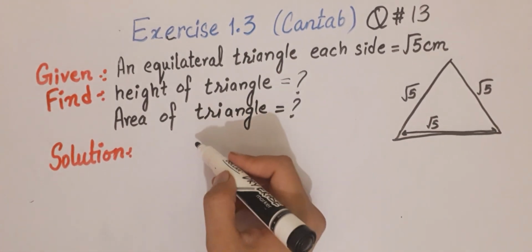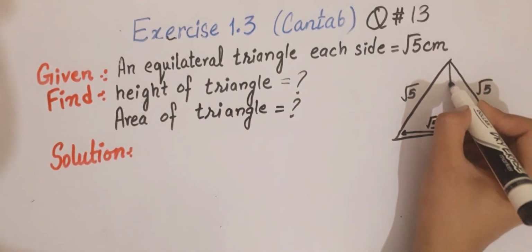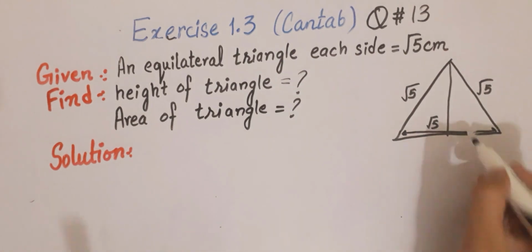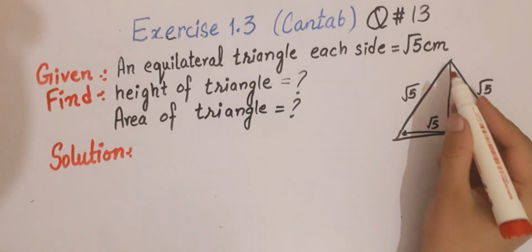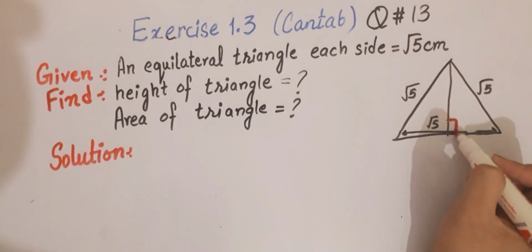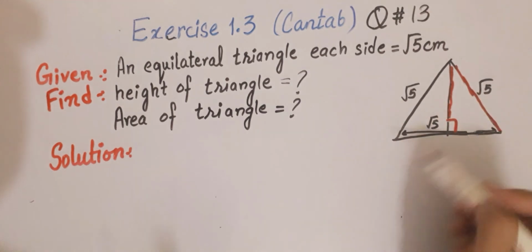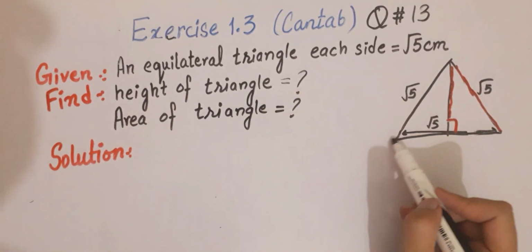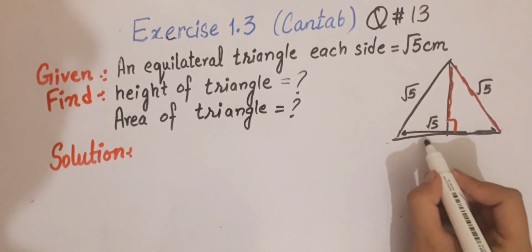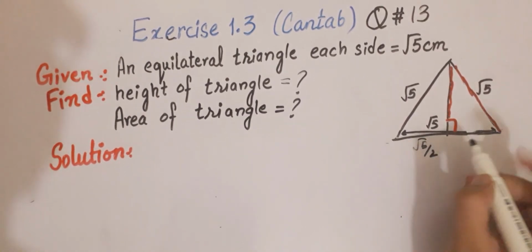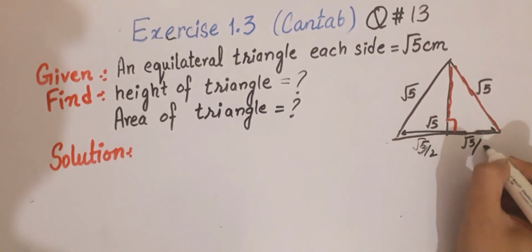Now we have to find the height of triangle. For this purpose we will draw a perpendicular here to find the length of this. Now we have a right angle triangle here. This is the right angle triangle. Now this whole side is equal to square root of 5. Now this half is equal to square root of 5 by 2 and this half is equal to square root of 5 by 2.